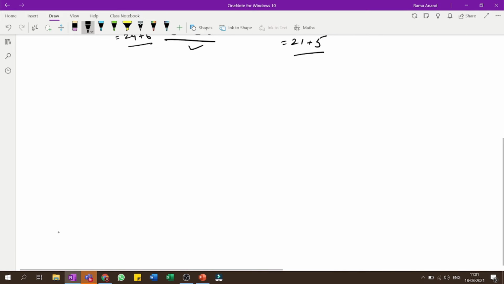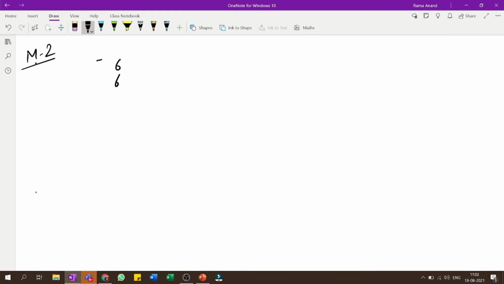Let's try some other numbers. So we are doing method 2, in which the digits at the unit place are the same and the digits at the tens place make the sum 10. Look, here the sum is 10 and here this digit is the same. So 6 into 6, 36. 5 into 5, 25. 25 plus 6, 31. So this will be my answer.